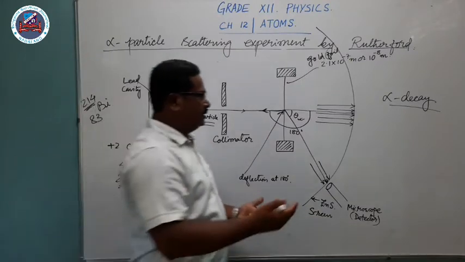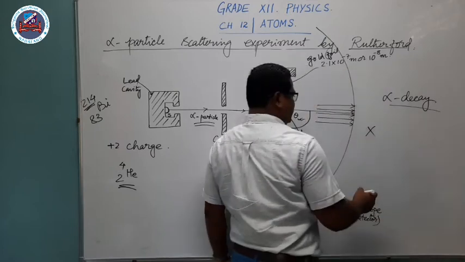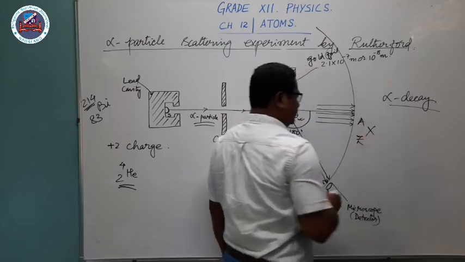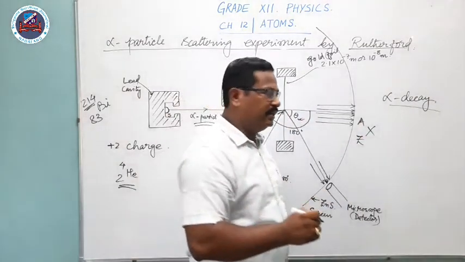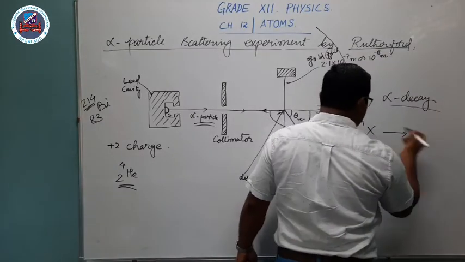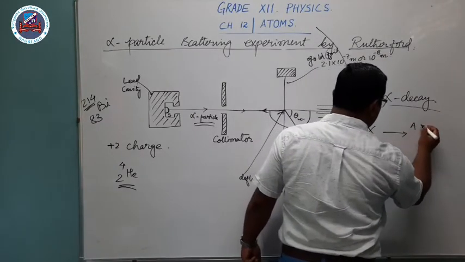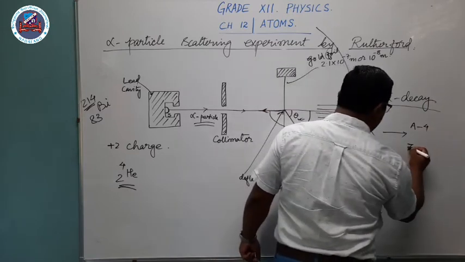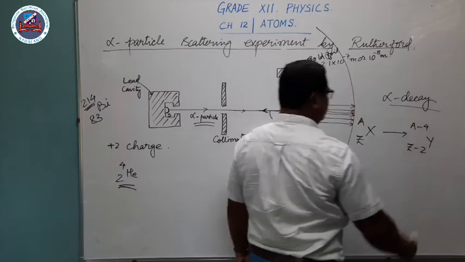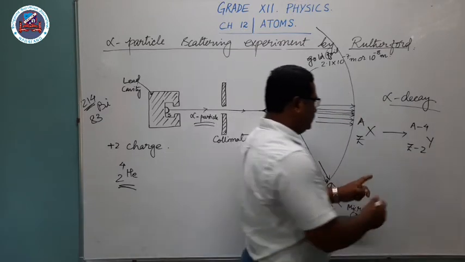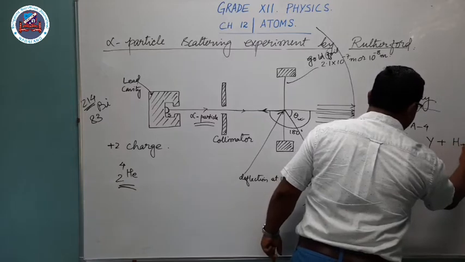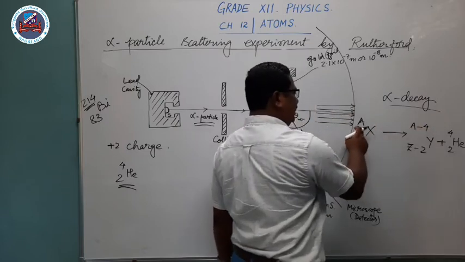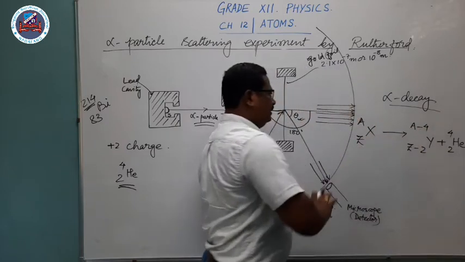So what happens, let me write this X. This is your bismuth, suppose. This atomic number we write as Z and mass number we write as A. During this alpha decay, the mass number gets reduced by 4 and the atomic number gets reduced by 2. Suppose a new product is formed. Along with that, you get this helium nucleus. If you add up, A minus 4 plus 4 is A, Z minus 2 plus 2 is Z.